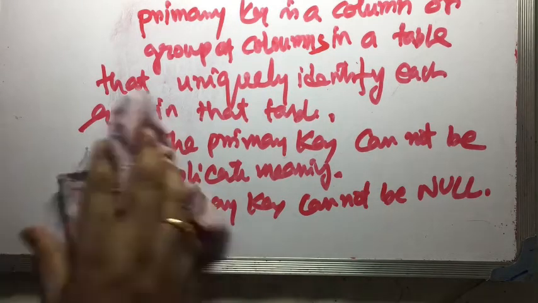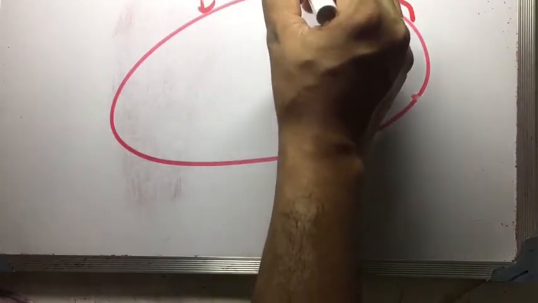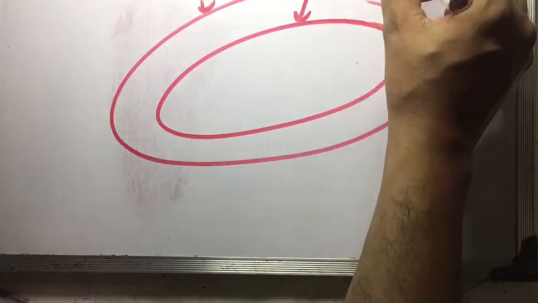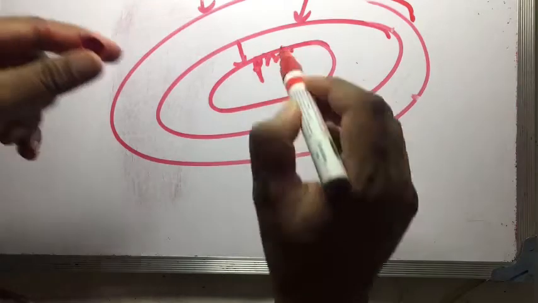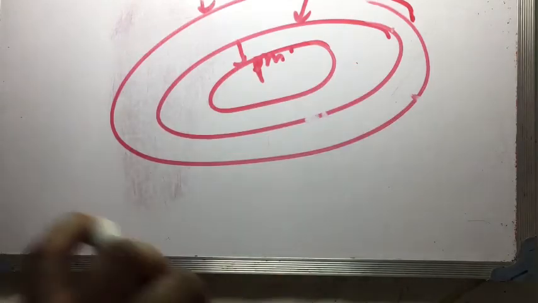Primary key is used to uniquely identify. So this is super key. This circle is super key. This is candidate key, and the last one is primary key. So primary key is selected from candidate key. Candidate key is selected from super key. So this is the basic set.